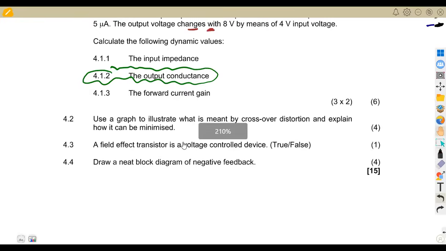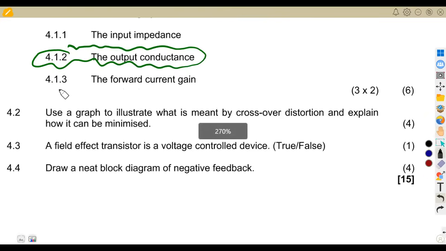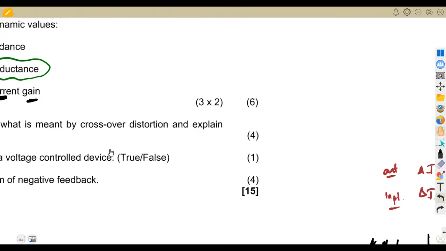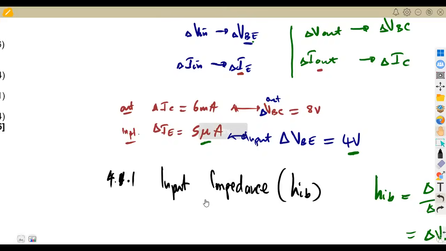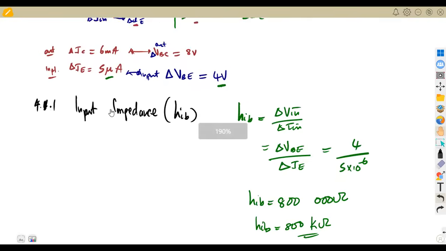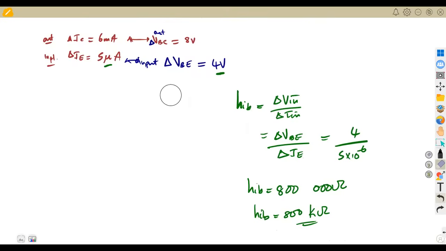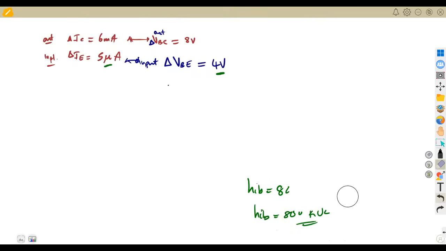Then for the other part, we are given the forward current gain. Remember, I said if it is forward, you use the normal formula. Reverse, you interchange. So the forward current gain is simply output current over input current. So let us just have it here. We're done on this part, so let's just remove this one. Like I said, when dealing with forward gain, you use the normal formula, output over input, but reverse, you interchange, input over output.